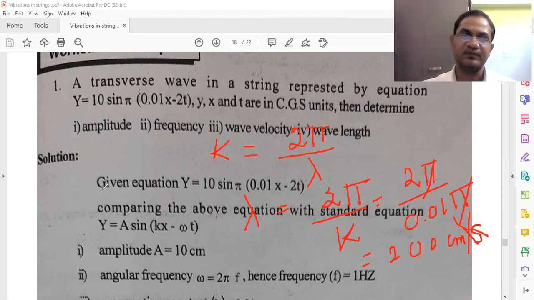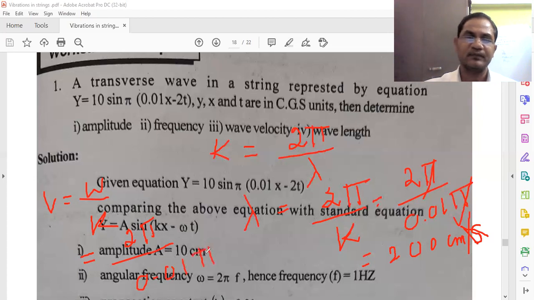Next, velocity of the wave. Velocity v is equal to omega by k. You know the omega value and k value. Omega is 2 pi, and k is 0.01 pi. So v equal to omega by k, which is 2 pi by 0.01 pi. Pi cancels, giving 200 centimeter per second. That's all. 200 centimeter per second.